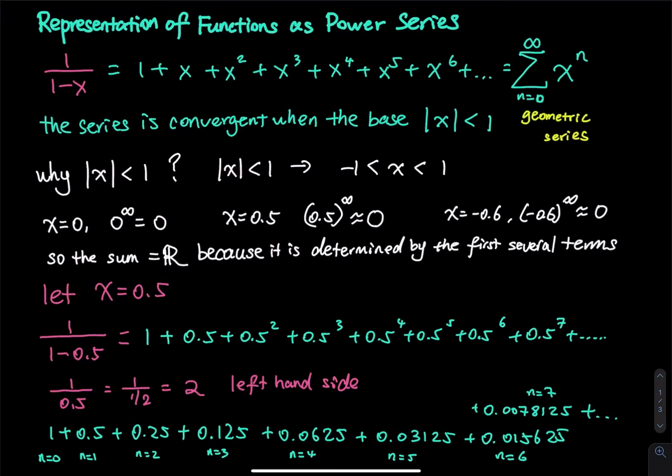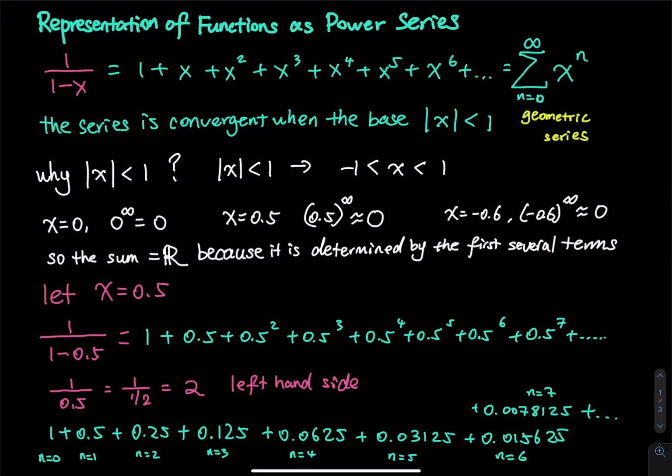So here I have a geometric series, and on the left hand side I start with 1 divided by 1 minus x. So 1 divided by 1 minus x is a simple rational function, right? That function is equal to 1 plus x plus x squared plus x to the third, x to the fourth. As you can see, the power has an increment of 1, so overall that is the summation of x raised to the nth power, where n goes from 0 to infinity.